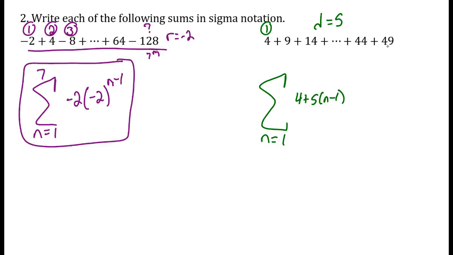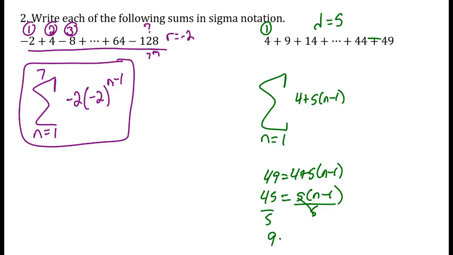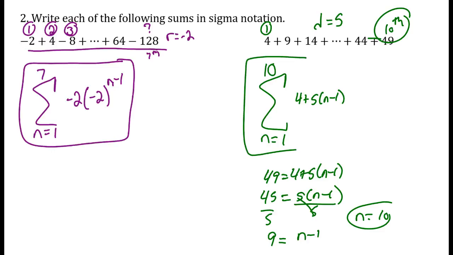How do I get all the way to 49? Well, you could sit there and keep on plugging in plus 5, plus 5, plus 5, or you could say 49 equals 4 plus 5 times n minus 1. That'll tell me the n value to put up there. Get 45 equals 5 times n minus 1. Divide by 5, and I get 9 equals n minus 1, so n equals 10. This is the 10th term in the sequence, so I'm going to stop at 10. This summation notation represents that sequence.